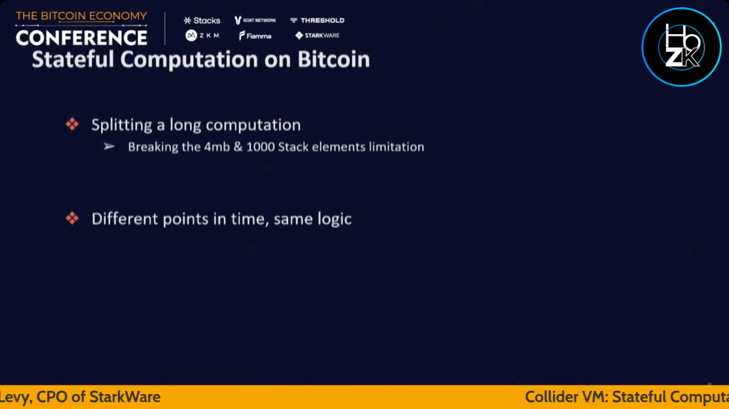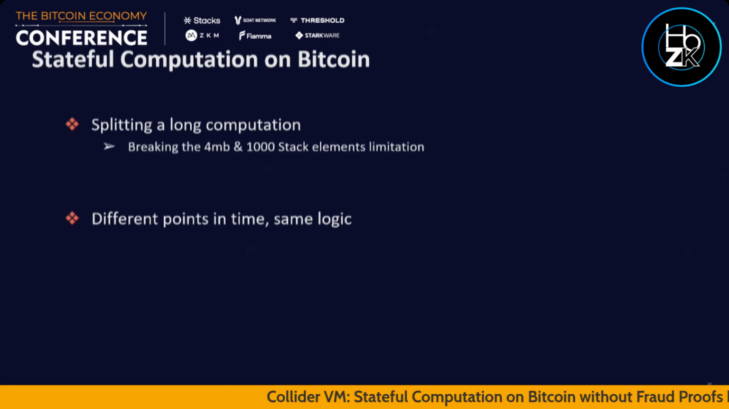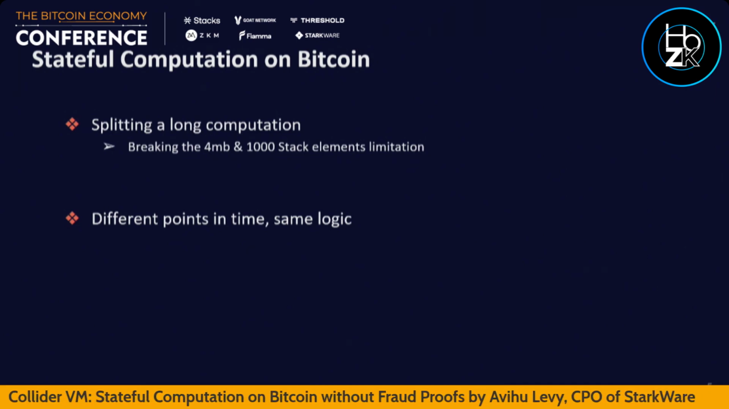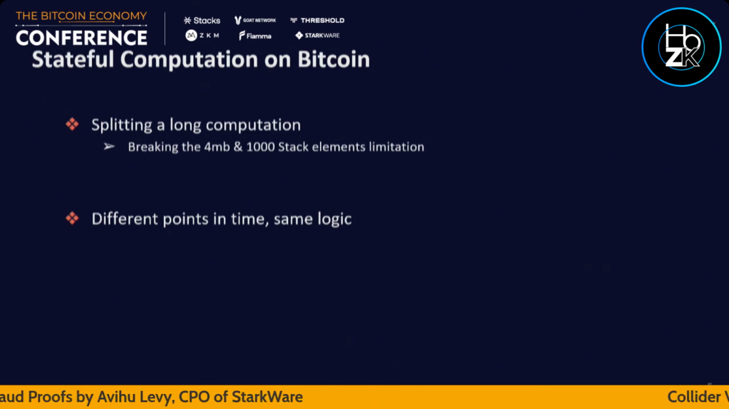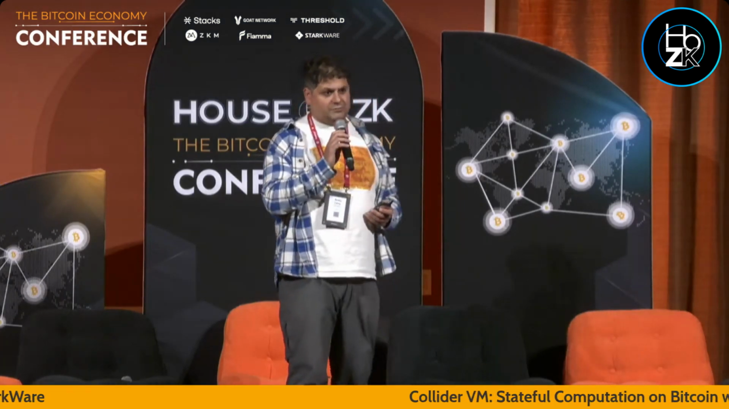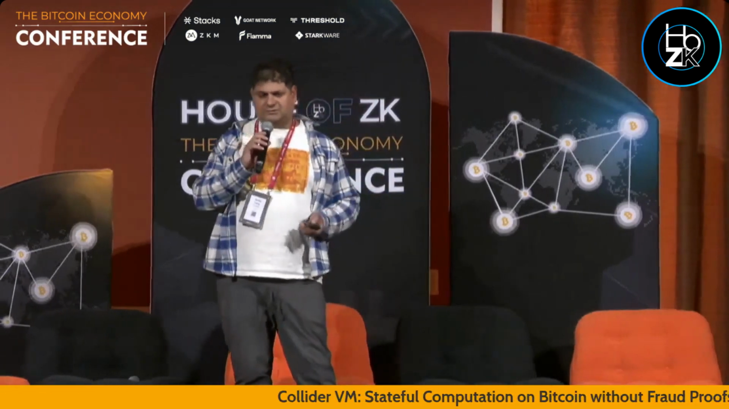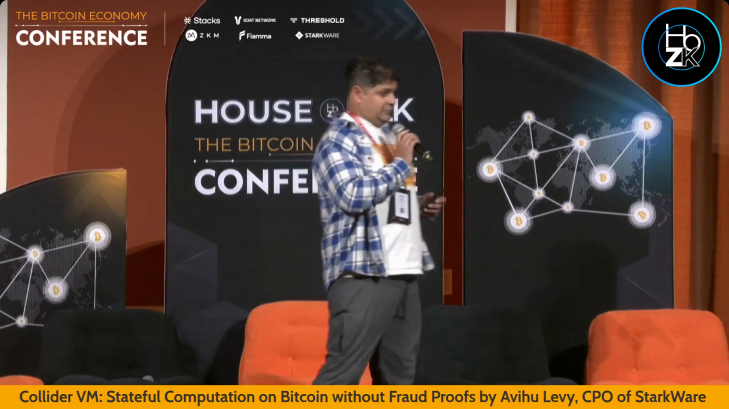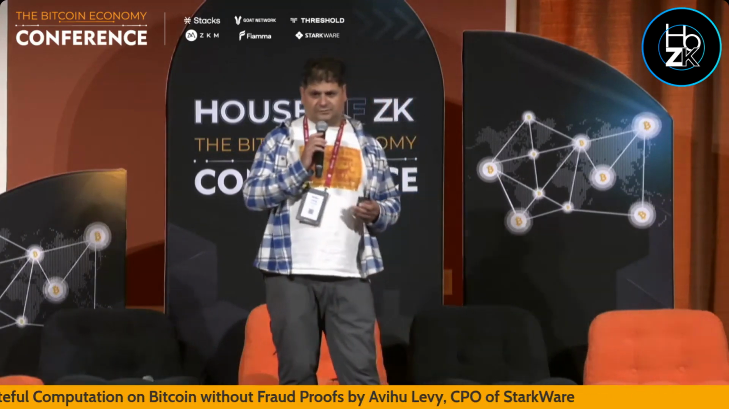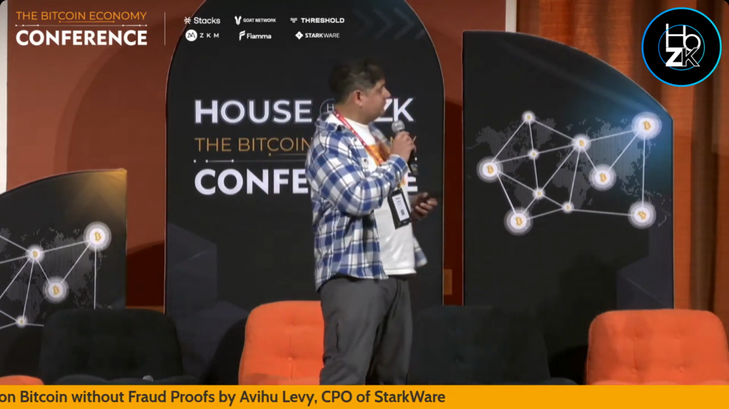Okay, motivation. Why would you want something like that on Bitcoin? Here are two examples of why we would want to verify stateful computation. One is that sometimes you have a computation that is longer than 4 megabytes or has other limiting factors, so you can't include it in one transaction, even in one non-standard transaction. Then you want to split it into a couple of transactions, right? But how do you do it on Bitcoin today? That's not straightforward.